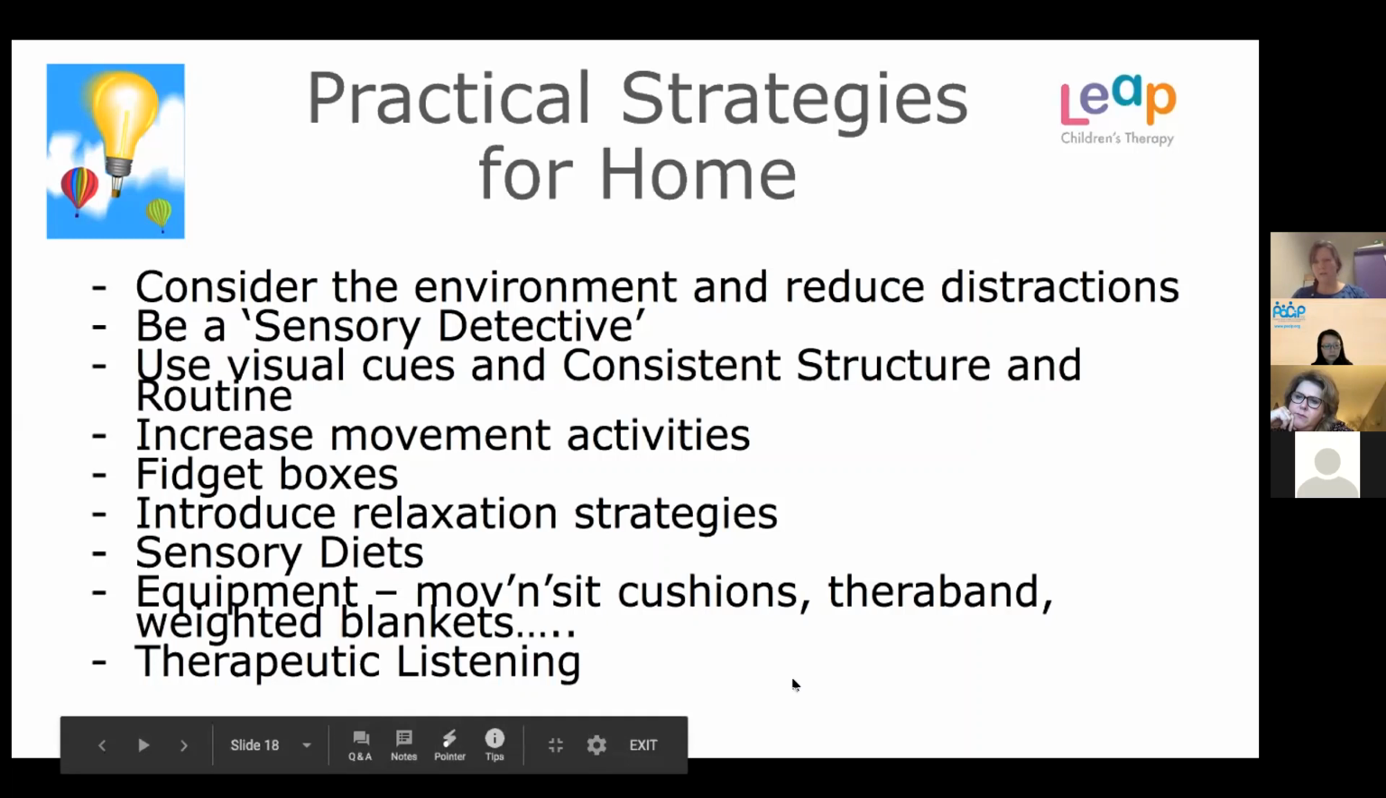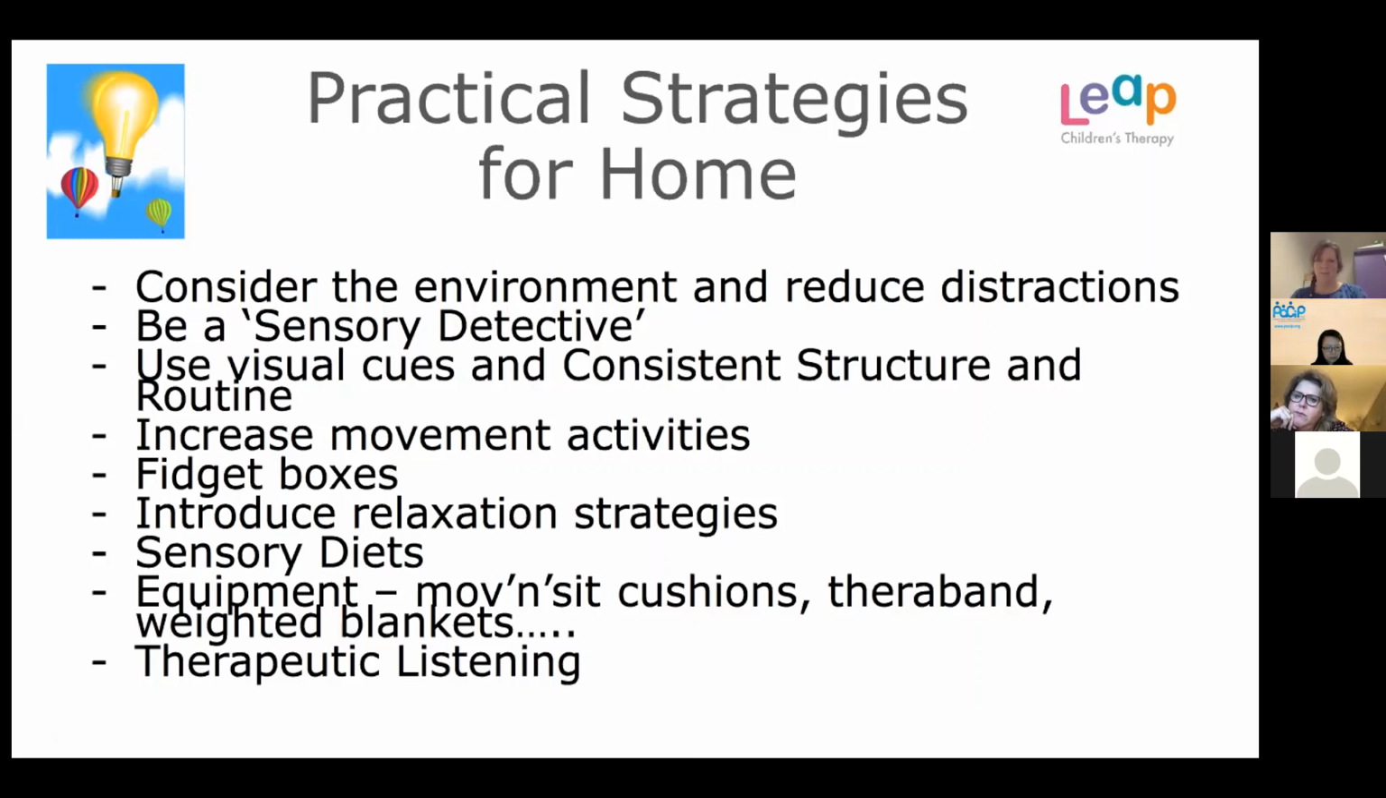So the move and sit cushions are the wobbly cushions that can go on chairs. They're really good for children that are real fidget bottoms. But like I said, a move and sit cushion on its own is not going to work for a whole lesson or for a whole meal time. TheraBand, that's like the Pilates band, and you can tie it around the front two legs of the chair, which means they can kick against the band, rather than perhaps kicking somebody else under the table. Weighted blankets, I'm sure you've all heard of weighted blankets, in that they're very calming. It's a bit like having a hug.